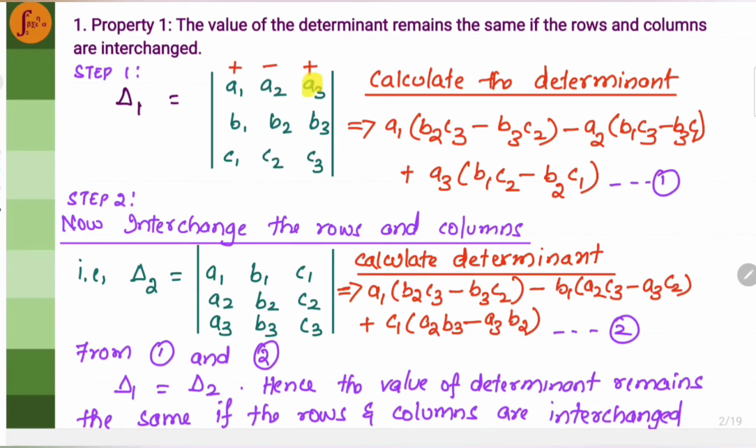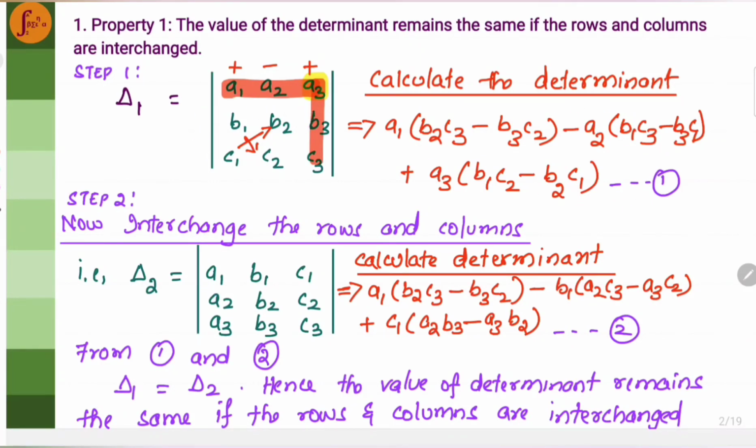Now let's do the same thing with element 3. With element 3, knock out this particular row and this column. So we are left with B1, B2, C1, C2. So multiply B1, C2 and subtract C1, B2. A3 into B1 C2 minus B2 C1. So now this is the determinant for this particular matrix.